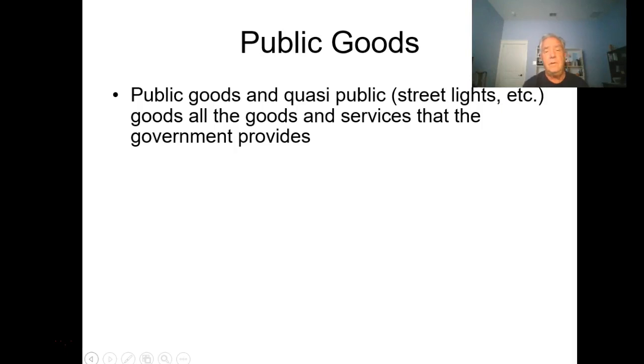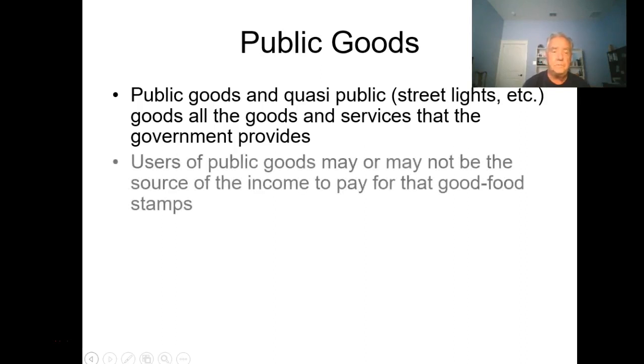Now, whether we pay taxes or not, for instance, we can take advantage of the fact that we have streetlights, and take advantage of the fact that we have a license requirement for driving, etc. Okay, users of public goods may or may not be the source of income to pay for that good. Food stamps, again, is another example.